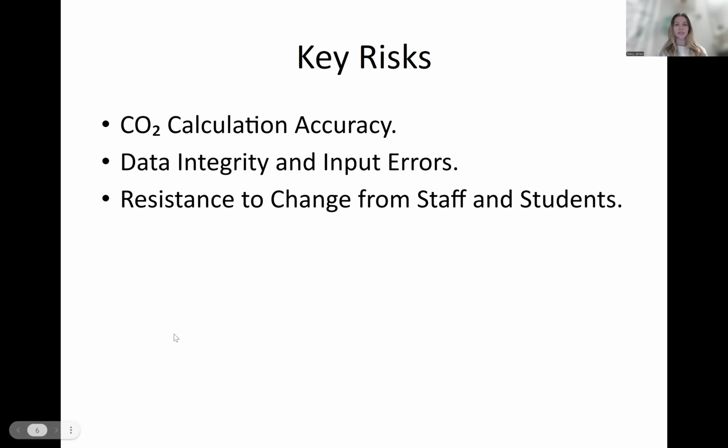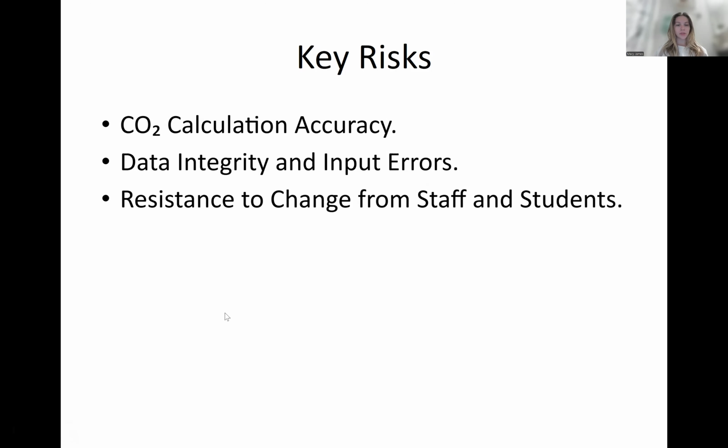Some key risks with this project was CO2 calculation accuracy, because if you didn't calculate the CO2 right, it could mess with the nutritional values, or it could mess with the color icon that got placed on the menu. The next risk was data integrity and input errors. Like I said, if we didn't have the right data or we input the wrong amount of CO2, it would mess with a lot of factors that we had to go back in and fix.